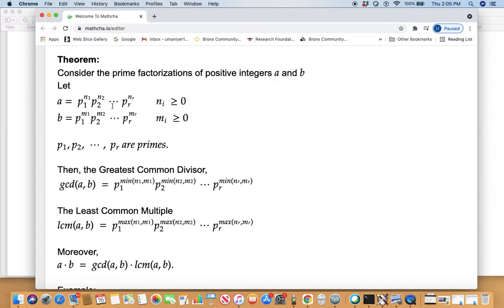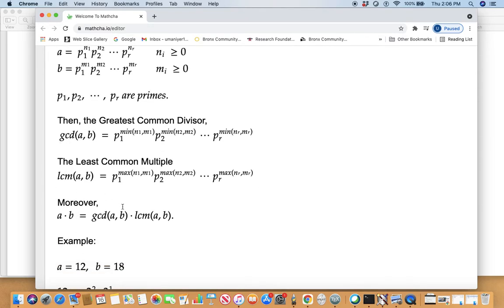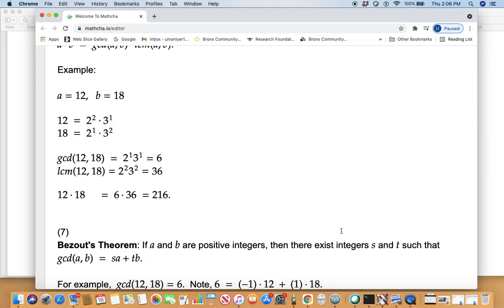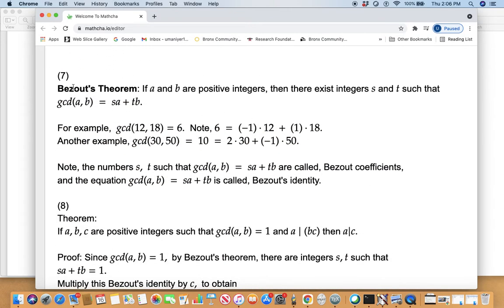Okay, so this is an important theorem. You take the factorization of your integers a and b. Keep the same prime bases. When you take minimum powers, you get the GCD. When you take the maximum powers, you get the LCM. The product of GCD and LCM is equal to the product of a and b. Okay. Here is another very nice theorem, Bézout's theorem.